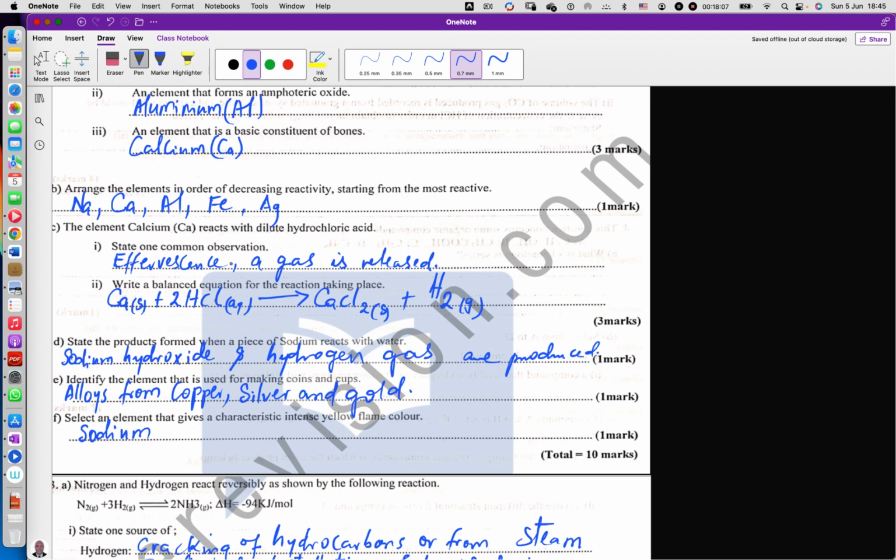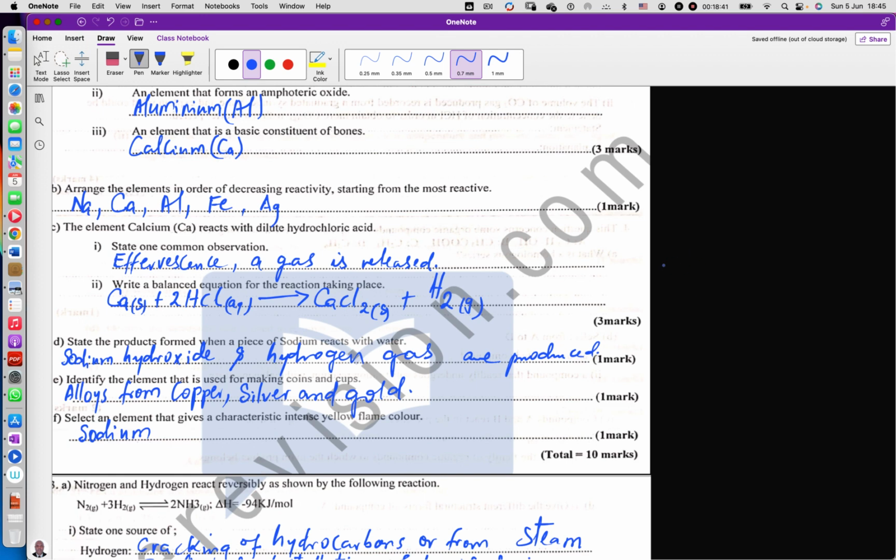So one common observation is effervescence. You can say effervescence, you can say bubbles of gas produced, you can say fizzing, or you can say a gas is released. These are common words you can use, and all of them are acceptable to examiners.